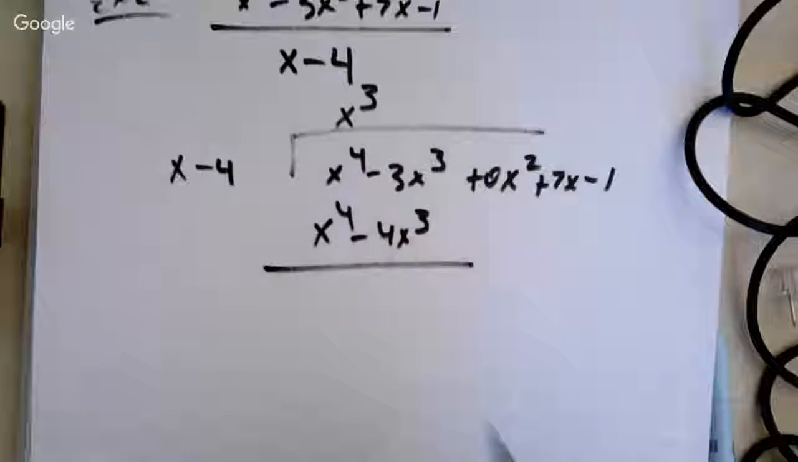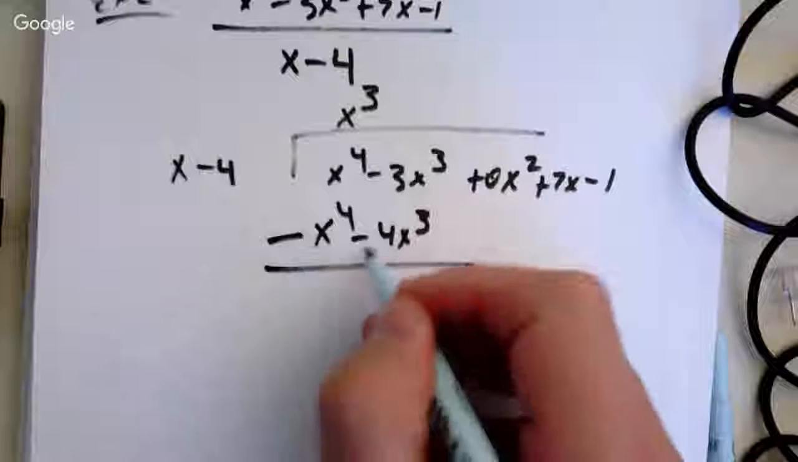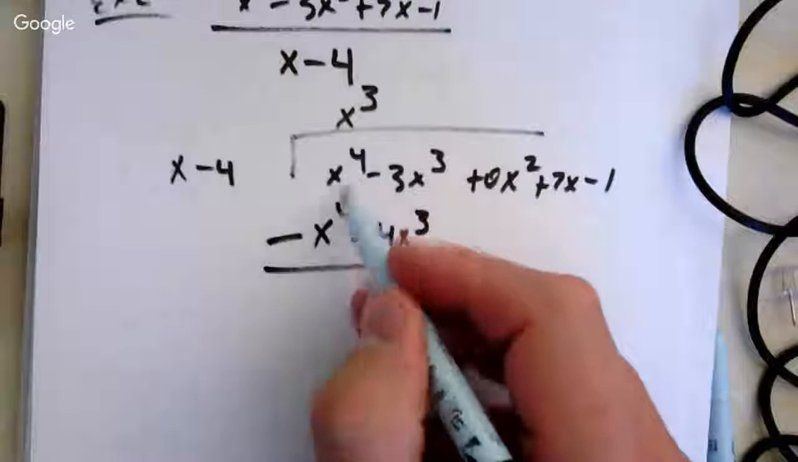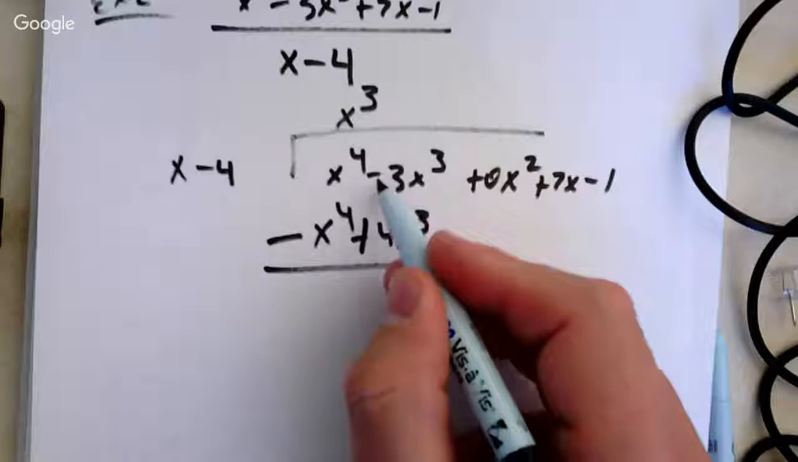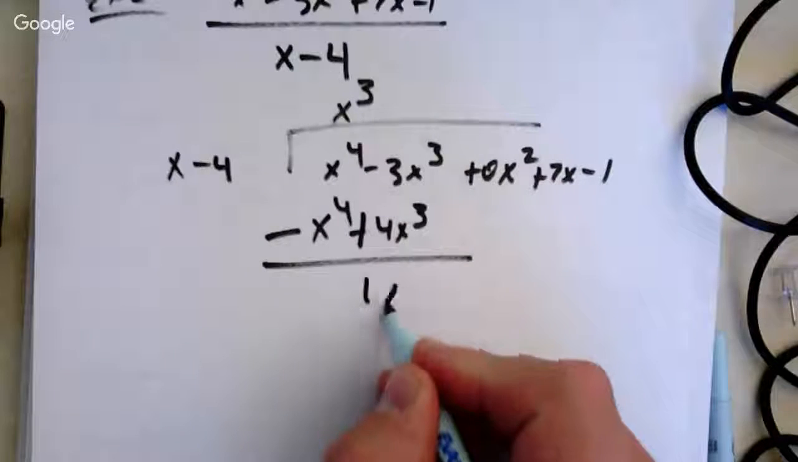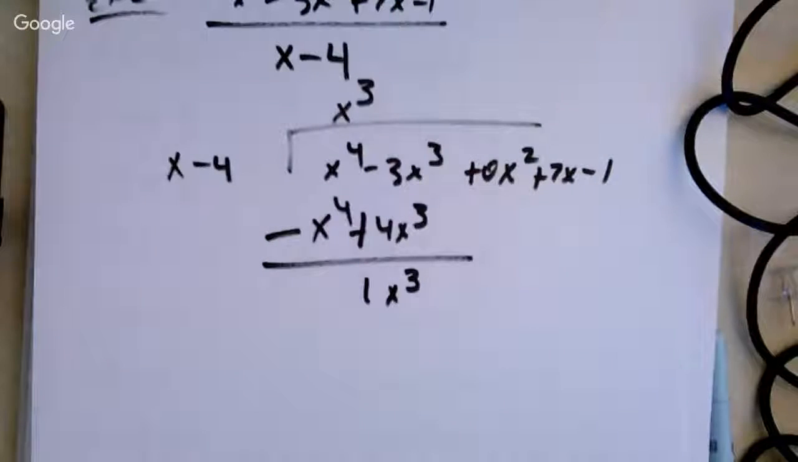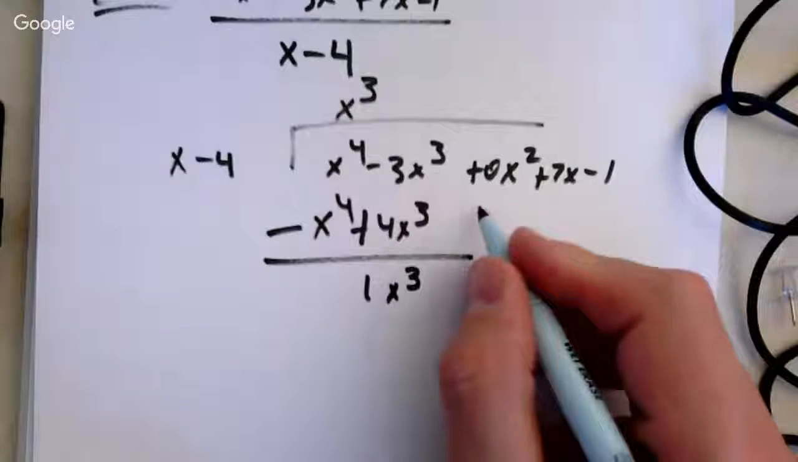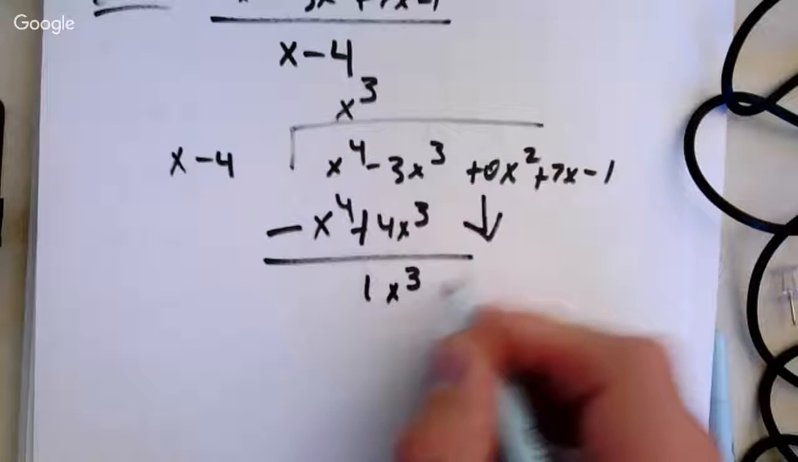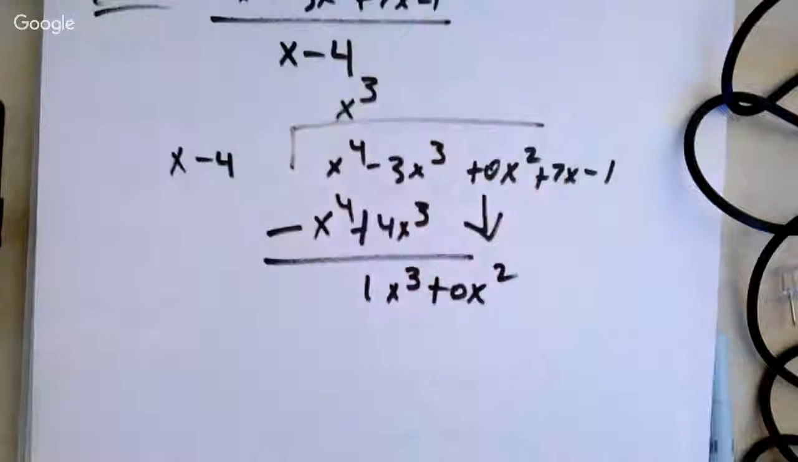What operation do I do? Subtract, so that changes both of the signs. Those go away. Yay! Negative 3 minus 4 gives me a 1x cubed. Do I need to write that one there? Not necessarily. What do I bring down next? Plus 0x squared.